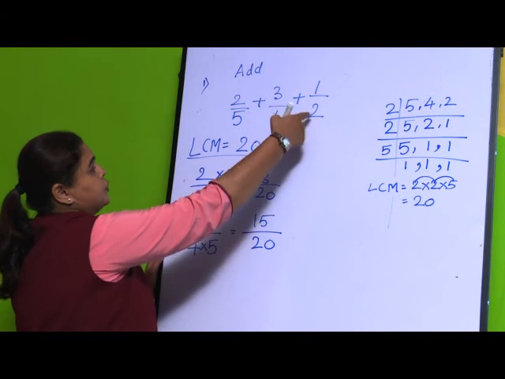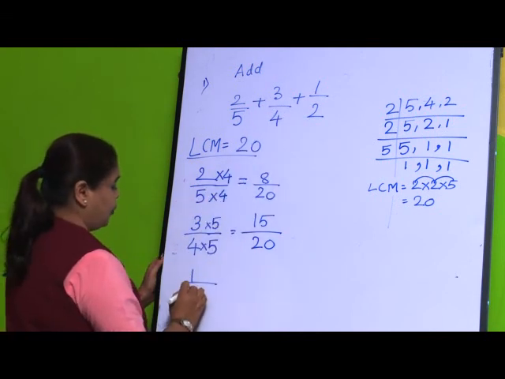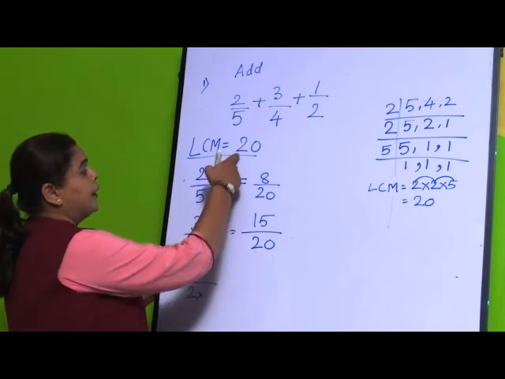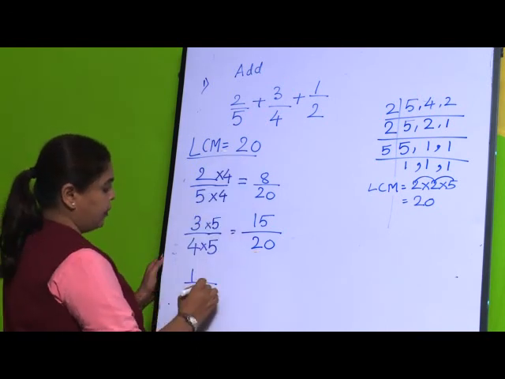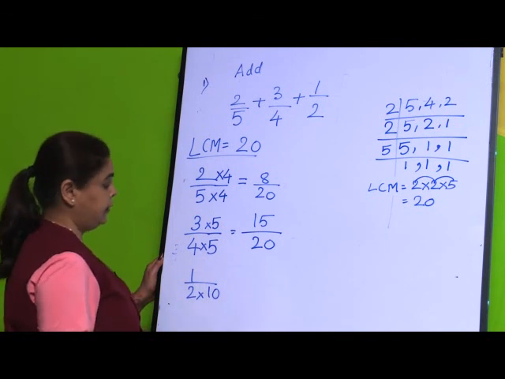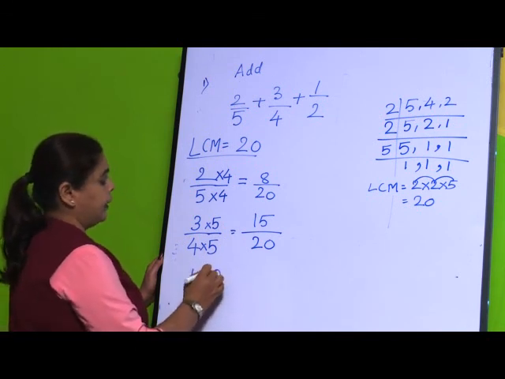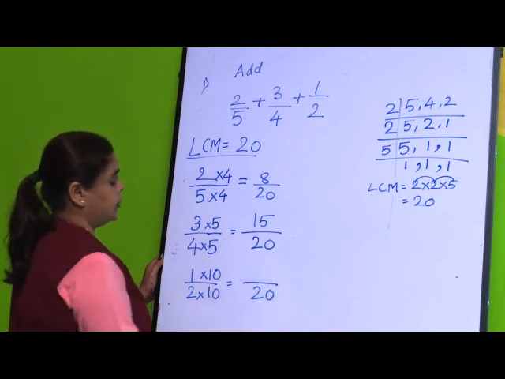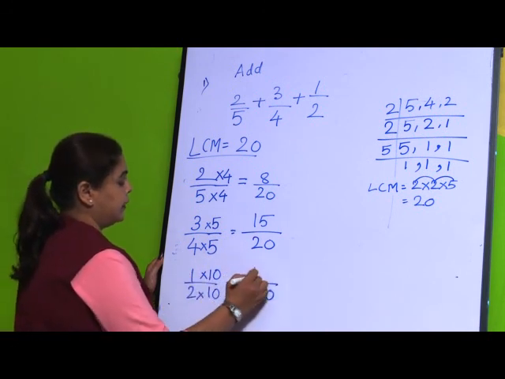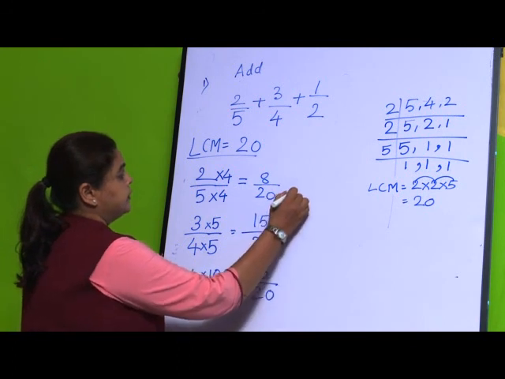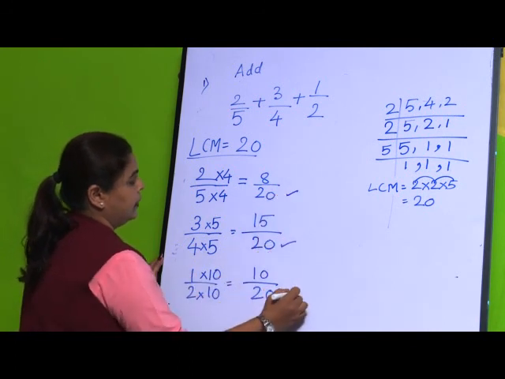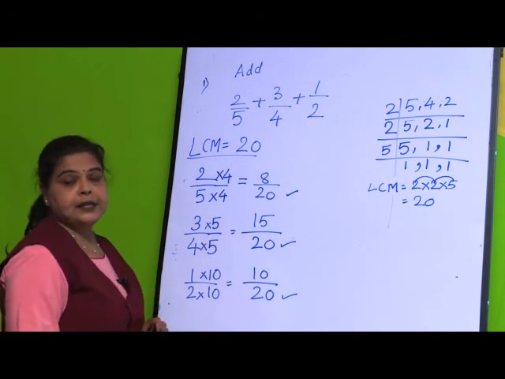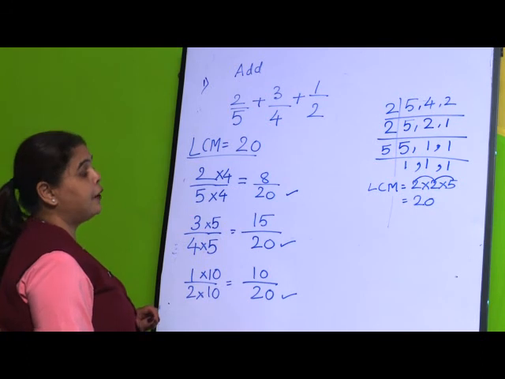Now the last fraction, that is 1 upon 2. To make the denominator 20, which number will we multiply here? By 10. The same number you have to multiply in the numerator. So here again we get the denominator 20, and 10 ones are 10. Now you can see that all the denominators are the same, so we can say that the fractions are like fractions.